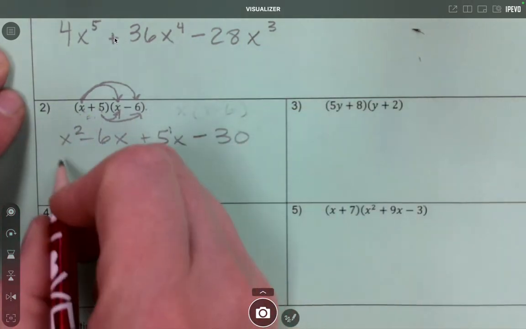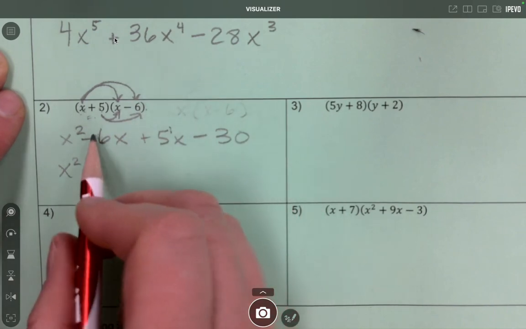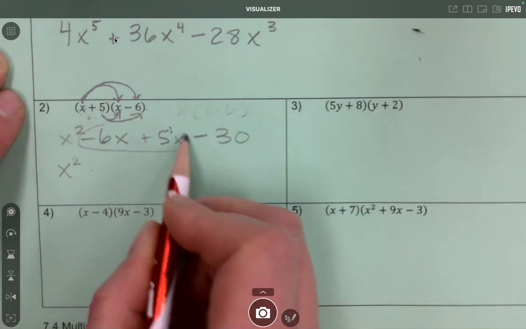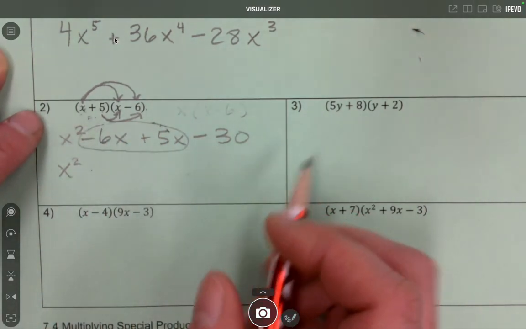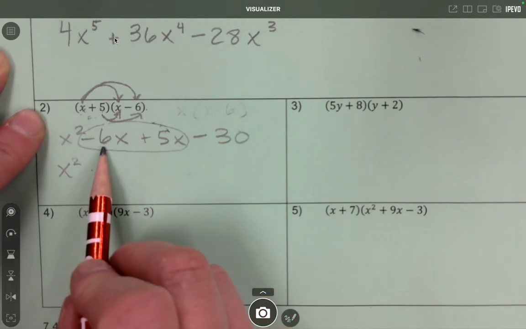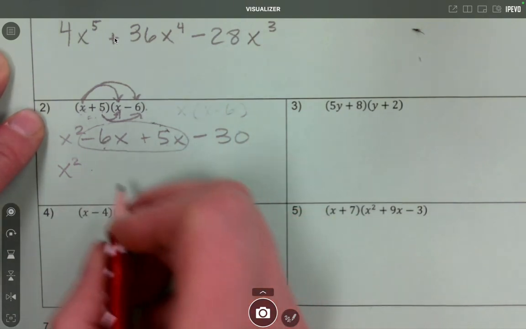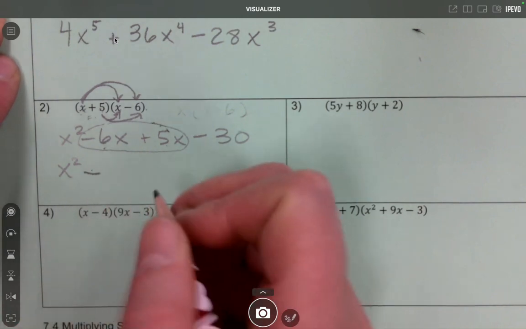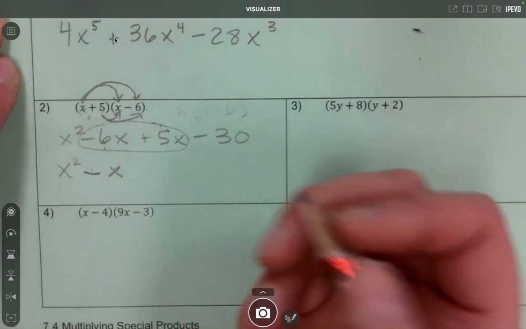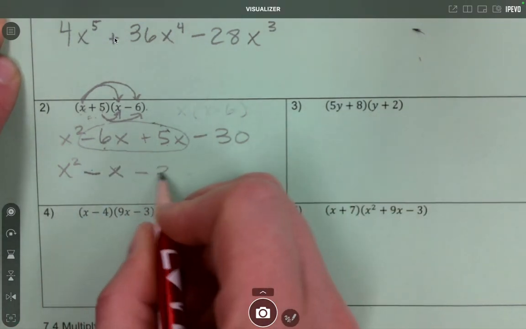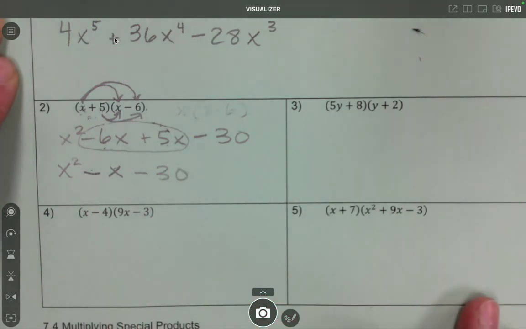So now I want to keep my x squared. Normally my middle terms on problems like this, and you're going to learn to recognize them, are going to be like terms. So negative 6 plus 5 is a negative 1. So I could write minus 1x, or I could just write minus x. I don't have to put the 1 there. And then we have a negative 30. So we're going to try that again.